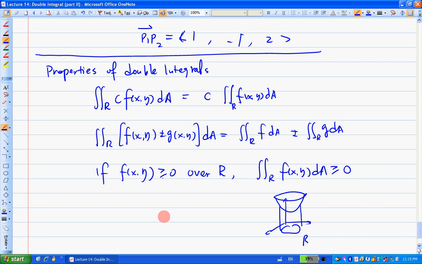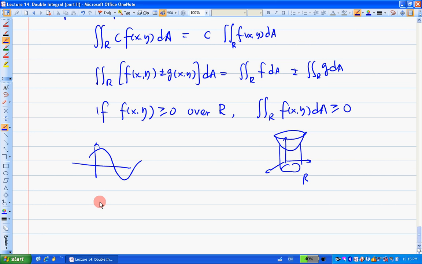However, if this function is not always greater than 0, if part of the function is sitting below the xy plane, then when you calculate the volume, it's not necessarily going to be greater than 0. Just like the single variable function, when you're integrating a curve like this, you're calculating the area underneath the curve. If this part of area is bigger than this part of area, then you get a negative value. And similarly, if you have this less than 0 over R, then that integral will be less than 0.